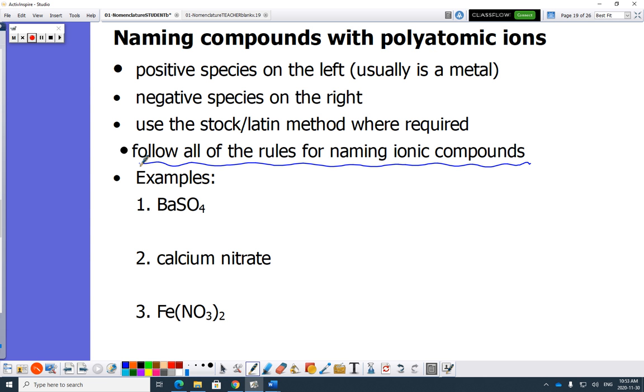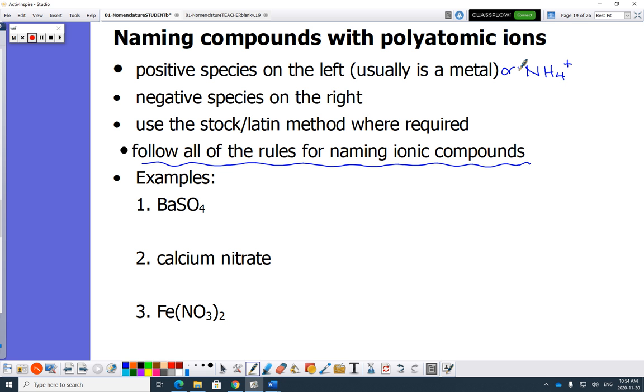So you are going to put the positive on the left. Usually it's a metal. The only polyatomic ion that is positive is NH4. Do you need to memorize that? Or is it on your periodic table? Back here, okay? It's on here. You don't need to memorize any weird ones, okay? The negative species goes on the right.